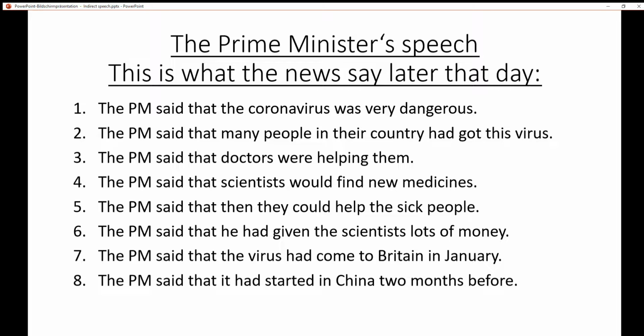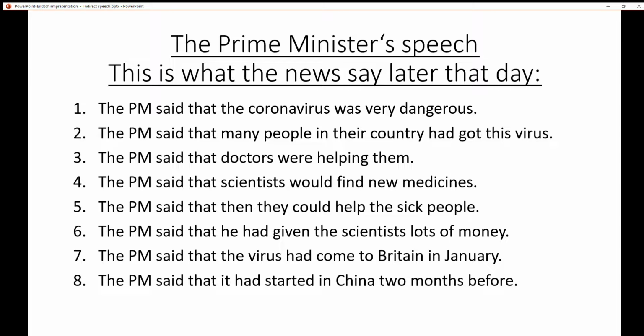Number one, the PM said that the coronavirus was very dangerous. PM stands for Prime Minister. Number two, the PM said that many people in their country had got this virus. Number three, the PM said that doctors were helping them. Number four, the PM said that scientists would find new medicines. Number five, the PM said that then they could help the sick people. Number six, the PM said that he had given the scientists lots of money. Number seven, the PM said that the virus had come to Britain in January. And number eight, the PM said that it had started in China 2 months before.